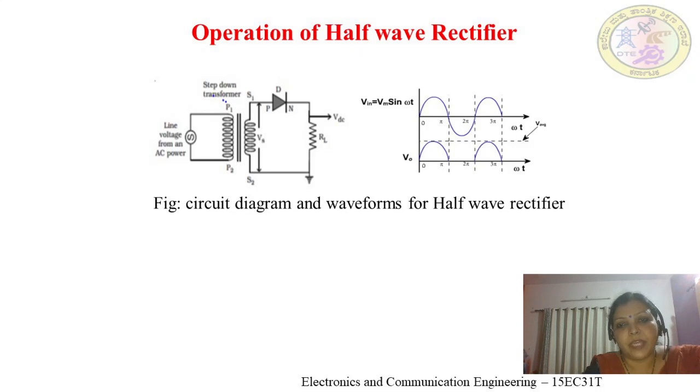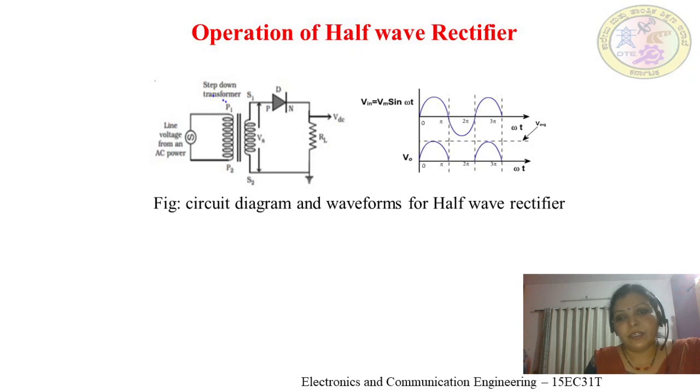We can very clearly see this in the output waveforms, isn't it? For the 0 to pi region, the positive half cycle is coupled to the load. From pi to 2 pi, the output voltage is 0. It is very clear from the waveforms.